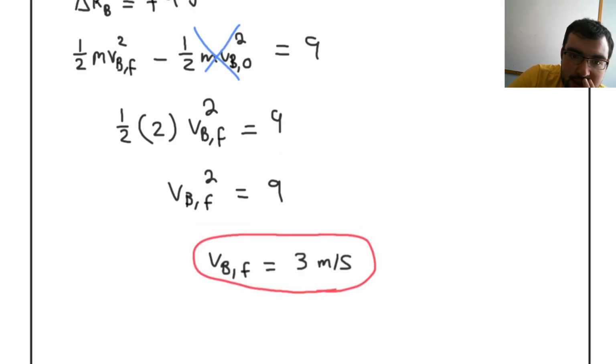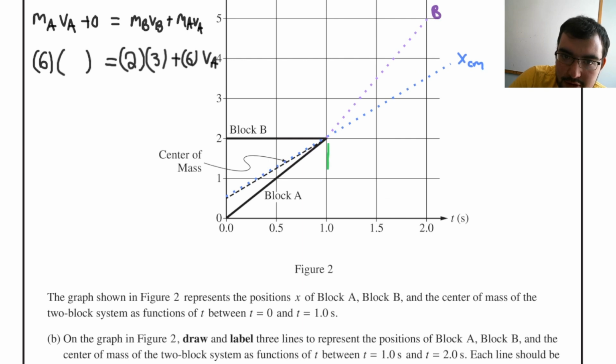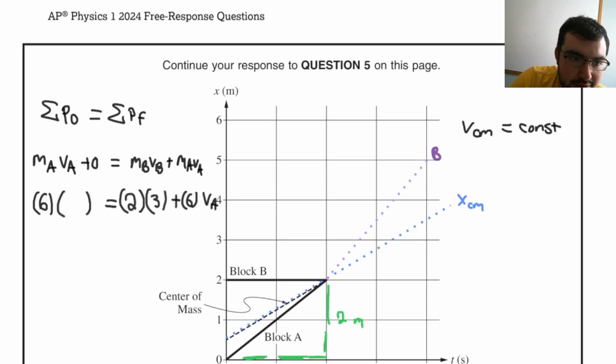And then I'll just set up everything else. Velocity of B. So the mass of B was 2. Its velocity was 3. We're solving for this VA. So actually, we can figure out the velocity of block A before the collision. We have a graph. But sorry, that's what happens when I'm doing these live. So, in 1 second, block A travels 2 meters. So this is 2 meters per second here.